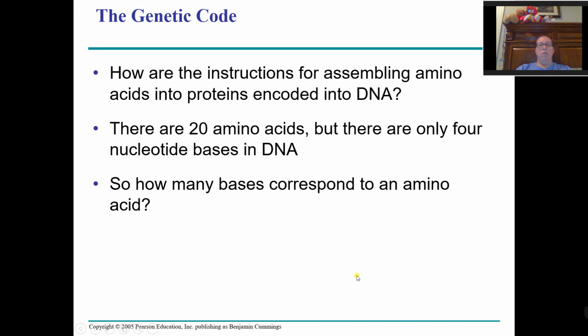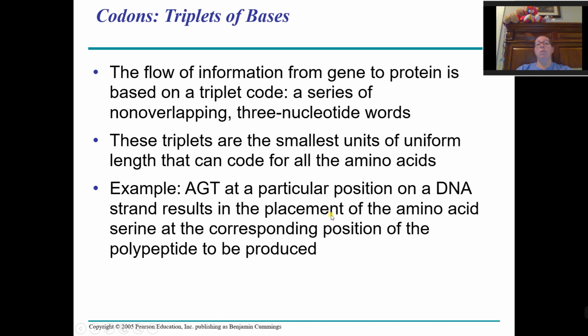Okay, so the genetic code. Well, there are 20 different amino acids, but there are only 4 nucleotide bases, right? A, G, C, and T. So goodness gracious, how do we figure out what it does? Well, that's when we get into the triplet code. So for those of you that like codes or puzzles, this is where we come to. Basically, the smallest unit is just 3 letters, and that makes up an amino acid. Okay, that's all this is saying.